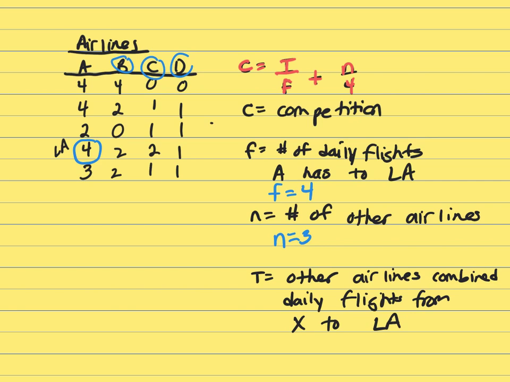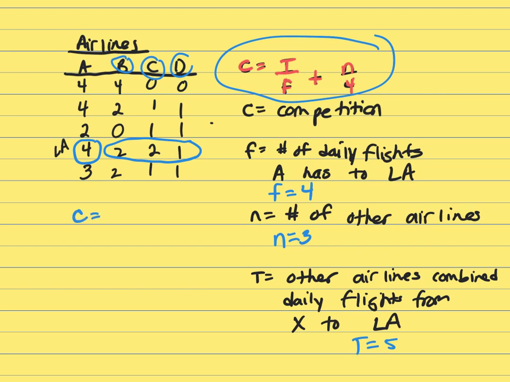And T, other airlines' combined daily flights from X to LA. So sum up these numbers, and that gives you a 5. So T equals 5. So I've got my formula written up here. So C equals T, which is 5, over F, which is 4, plus N, which is 3, over 4. And you've got the same common denominator, so keep it. 5 plus 3 is 8. C equals 2.